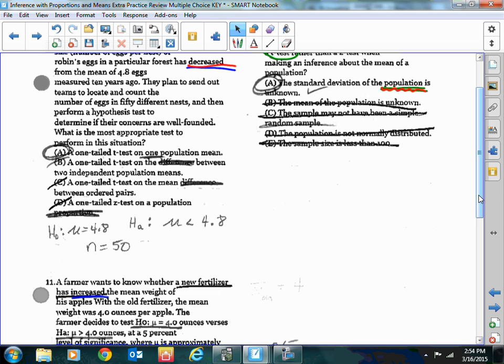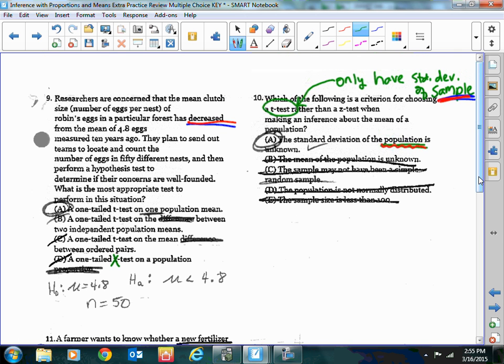It is just one mean. And because it's one mean, and you only have the standard deviation for the sample, you have to do a t-test. You cannot do z. Z is mostly for proportion problems. You cannot do a z-test if you only have the standard deviation of the sample, which number 10 applies to.